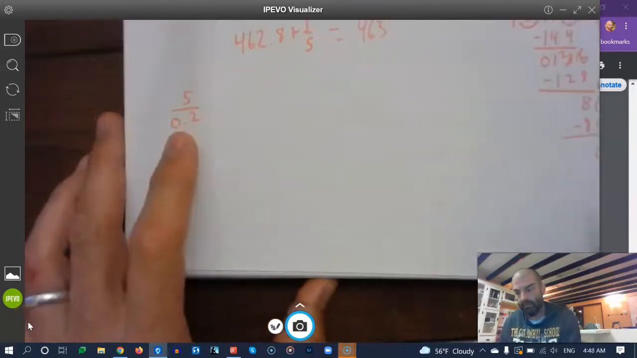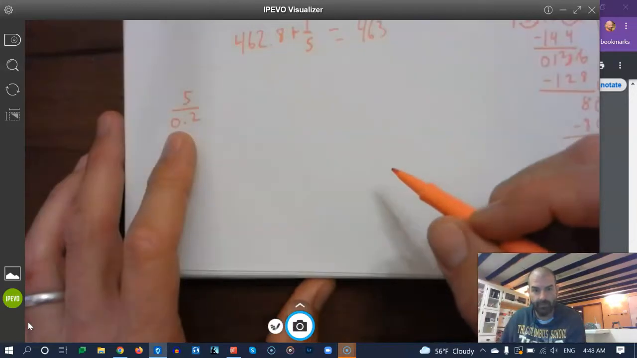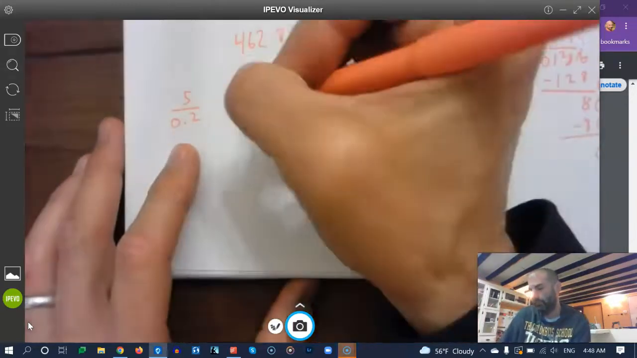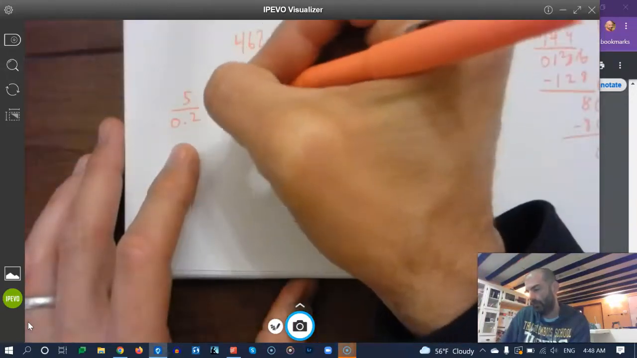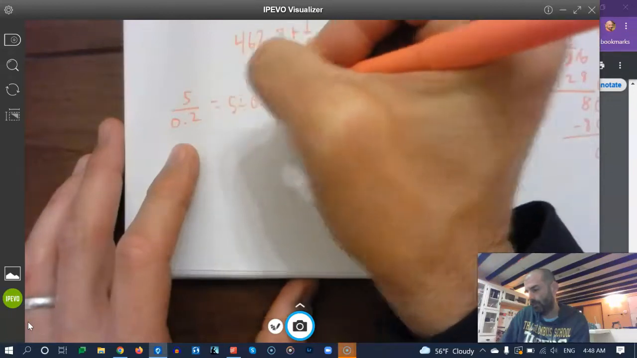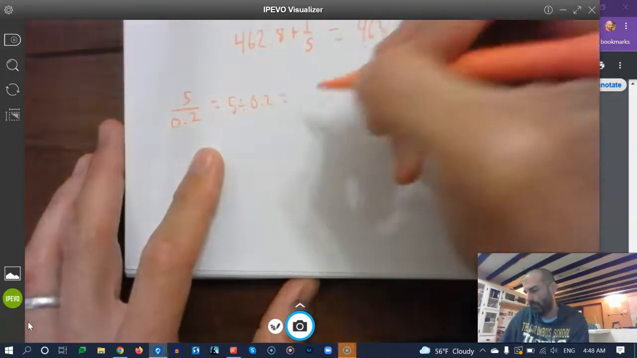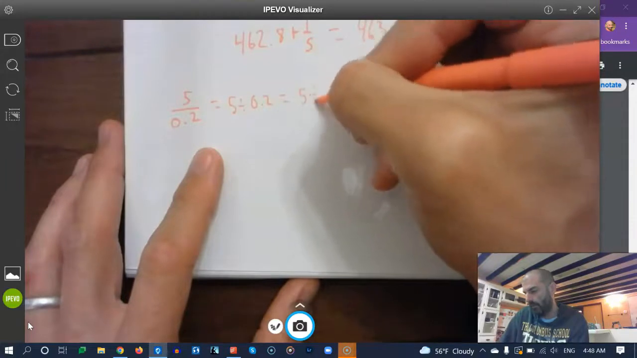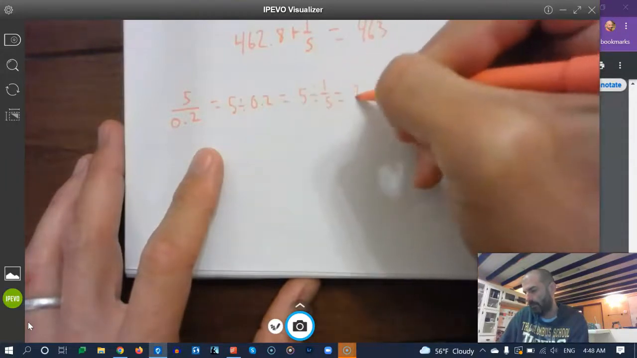Okay, 5 over 2/10, which is 5 divided by 2/10. So you can think of it this way: 5 divided by 2/10. We know that 2/10 is the same as 1/5. So that's going to be 25.